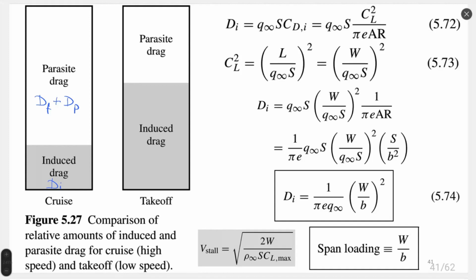A relation between induced drag and lift coefficient is given on equation 72. I think this equation we already saw previously. Yeah, on some other page, we see that induced drag is linearly proportional to lift coefficient in square. It means that once we have high angle of attack, we have high lift coefficient, we have high induced drag.